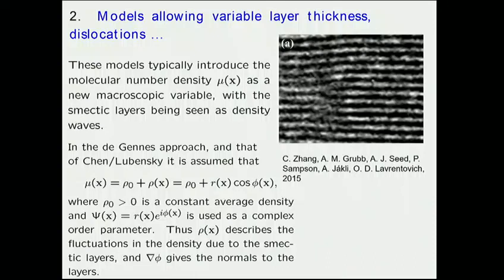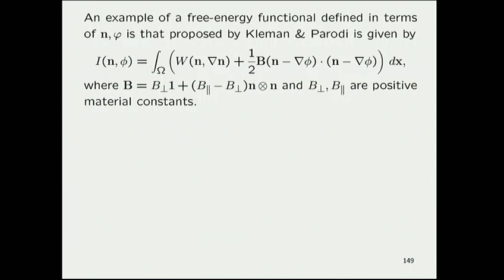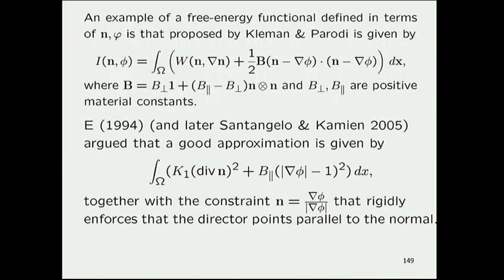Okay, so there's various models of this type. So this is Kleman and Parodi. You have the Oseen-Frank energy, and then you have a tensor, which depends on the normal, acting on n minus grad phi twice. And then Weinan E and later Santangelo and Kamien argued that a good approximation to this is given by k1 (div n) squared plus a multiple of (absolute value of gradient phi minus 1) all squared, together with the constraint that n is grad phi over norm of grad phi.